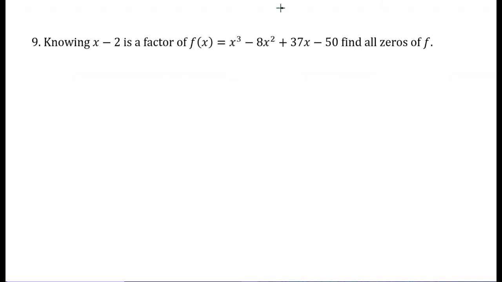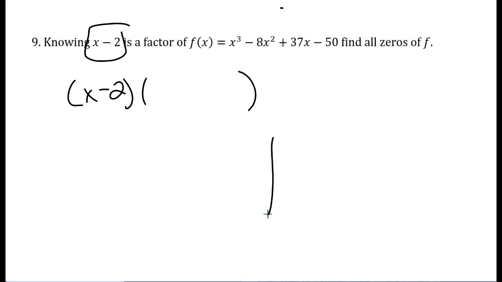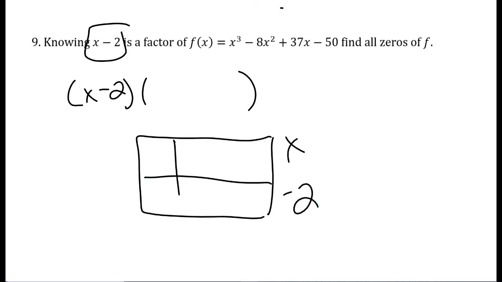And finally, number 9, knowing x minus 2 is a factor of f, find all zeros. So x minus 2 is a factor. So I know I can write it as x minus 2 times something. I have to figure out what that something is, and the way that I'm going to do that is divide. So I got an x cubed and negative 8x squared, 37x, negative 50.